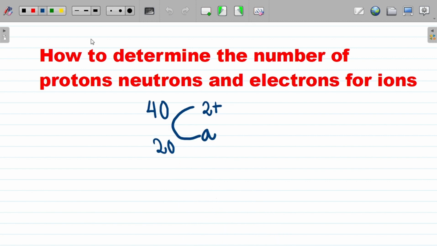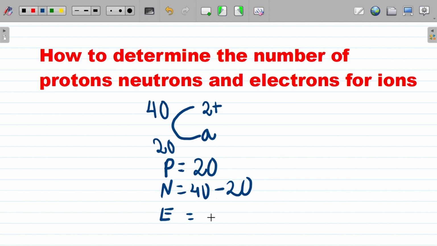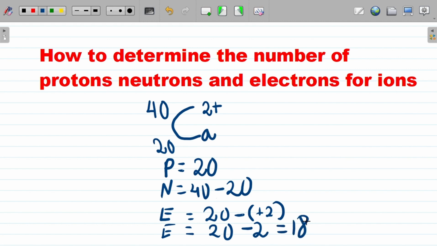We have calcium ion with a positive 2 charge. As always, protons 20, neutrons 40 minus 20, electrons 20 minus positive 2. This is equal to 20 minus 2, and this is equal to 18. And this is how you find protons, neutrons, and electrons for ions.